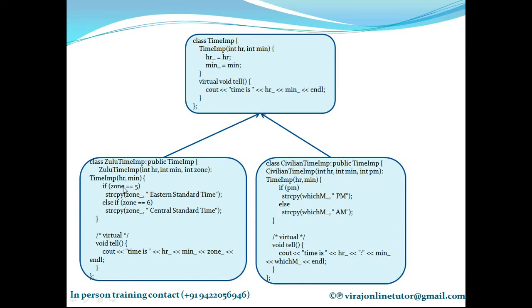So I repeat, if zone is equal to 5, I save Eastern Standard Time. If zone is 6, I save Central Standard Time. Simple. And what the tell function does here, it just prints hours, minutes and a zone now. Can you all read civilian time implementation and explain this to me?